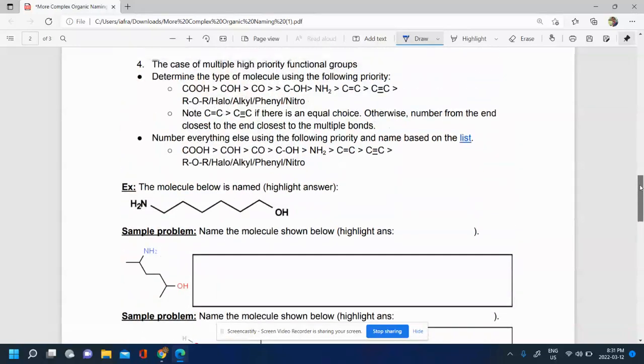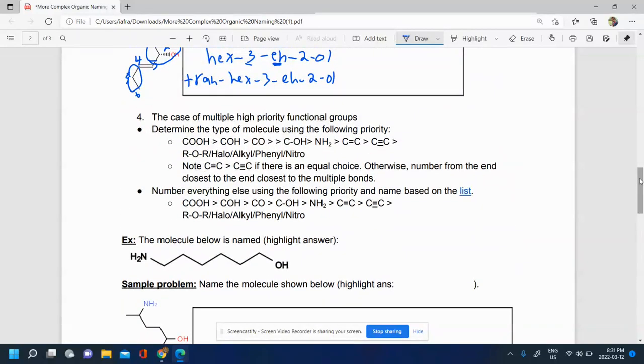In this video, we're going to take a look at how to name molecules that contain more than one high priority functional group. Generally, we're going to follow the priority list that you can see over here. So typically, if you have a molecule that has more than one functional group, you're going to figure out what type of molecule it is based on the priority list.